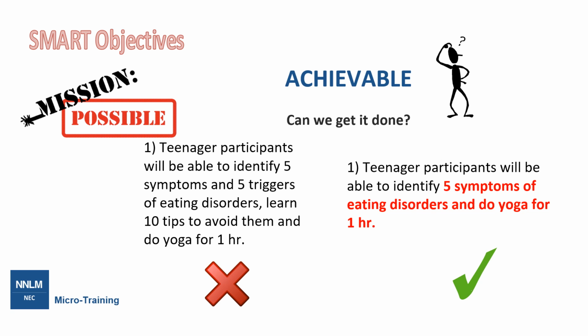Let's go back to our previous example. The case in the left is of course highly desirable. Teenager participants will be able to identify 5 symptoms and 5 triggers of eating disorders, learn 10 tips to avoid them, and practice yoga for 1 hour. But given the time constraints and all other resources available, it is very likely that the objective could not be met. Keep it simple. Teenagers who participate in the activity will be able to identify 5 symptoms of eating disorders and practice yoga for 1 hour.